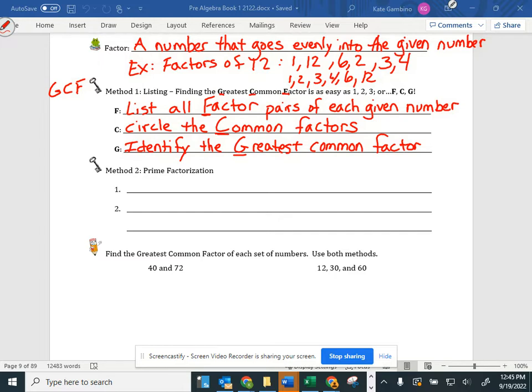Method number 2 is prime factorization. Did you guys do prime factorization in 5th grade? I'm thinking that if I remember from last year, this one was kind of a new way of finding those greatest common factors. So you really need to pay attention to this one. So method 2, prime factorization. 1, you're going to use a factor tree.